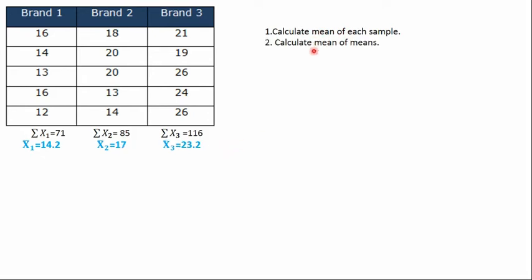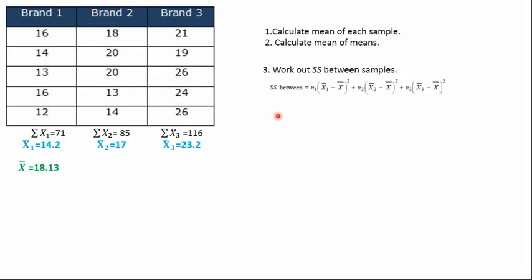Next step, calculate the mean of means, which means the grand mean. 14.2 plus 17 plus 23.2, divided by 3. In this way, we will get the grand mean. The grand mean here is 18.13.